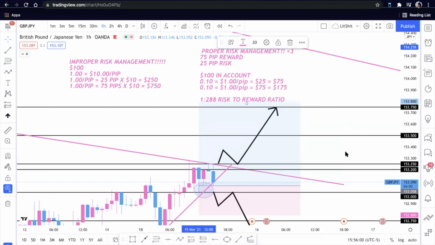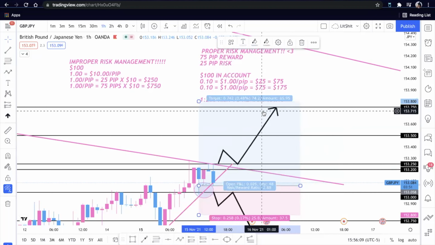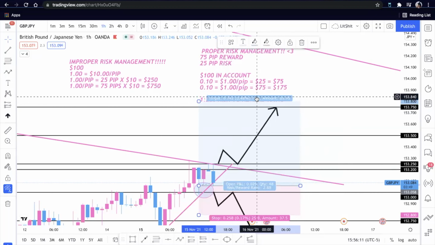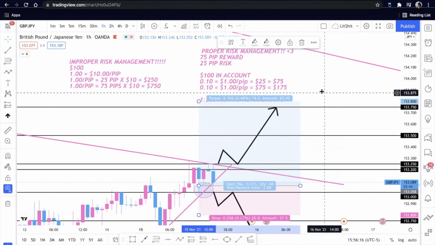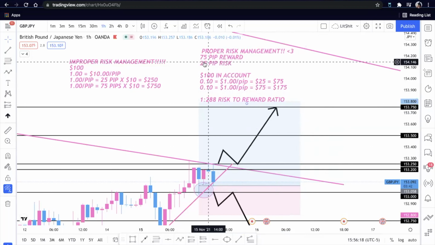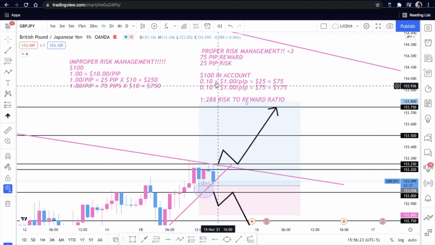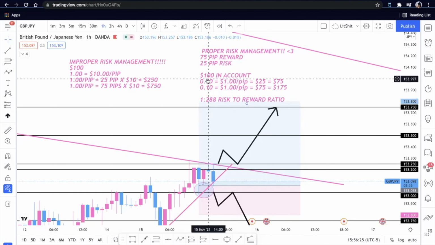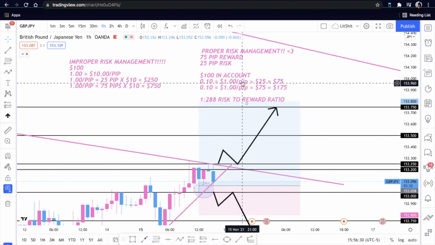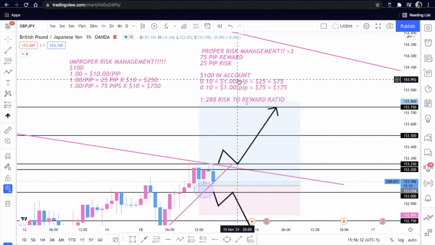All right, y'all, really quickly, I just want to show y'all a proper and an improper way to manage your risk and your reward. Okay, so as you can see right here, looking at my risk reward chart, my reward will be 75 pips and my risk will be 25 pips. Okay, so as you can see, 75 pip reward, 25 pip risk. Let's say you have $100 in the account and you use a 0.10 lot size, which I told you is equivalent to $1 per pip. And let's say you risked 25 pips.